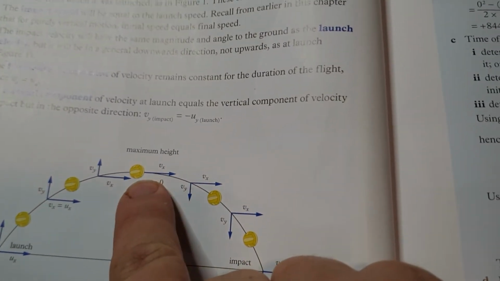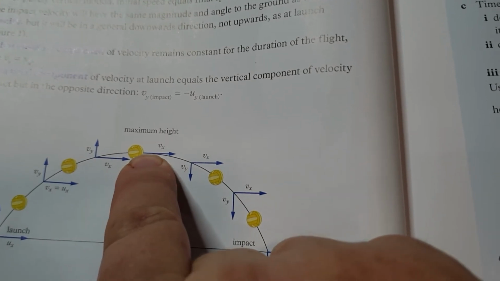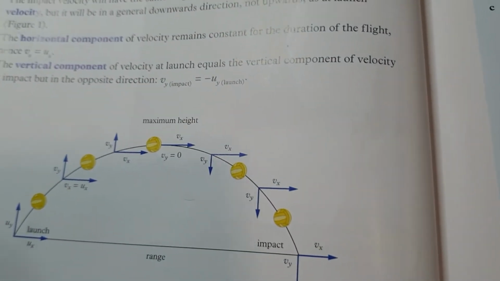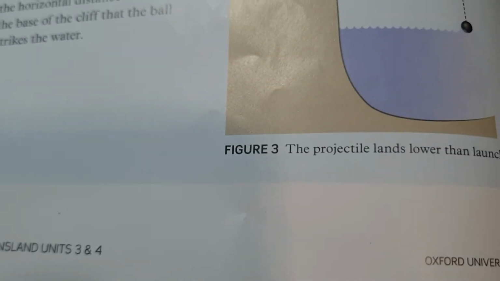Oh, don't forget also that at the very top here, our vertical velocity is 0. That's very useful. We use that a lot.